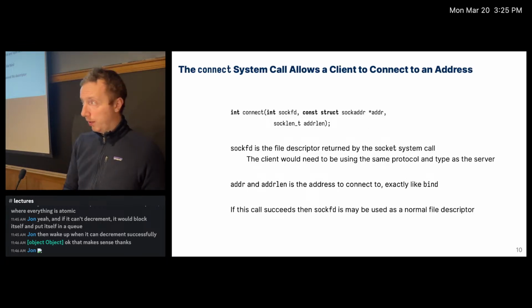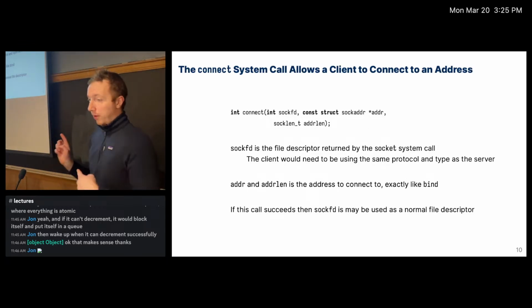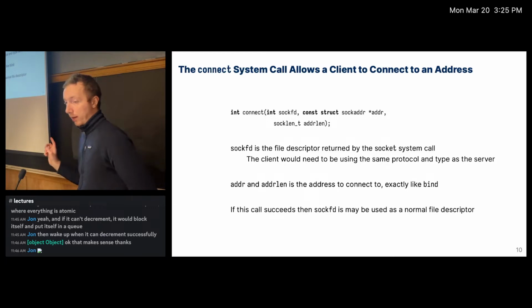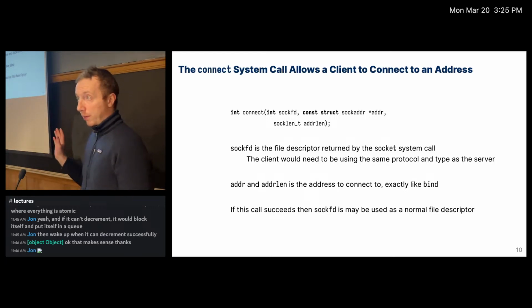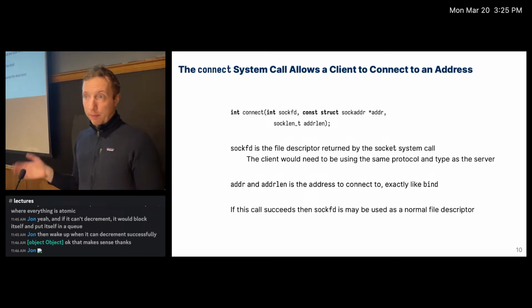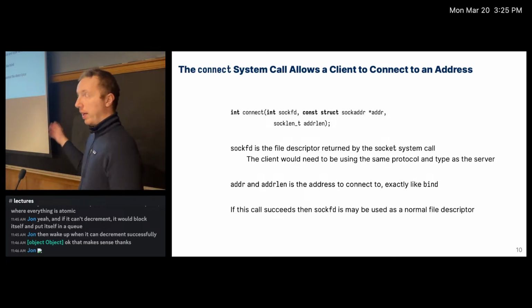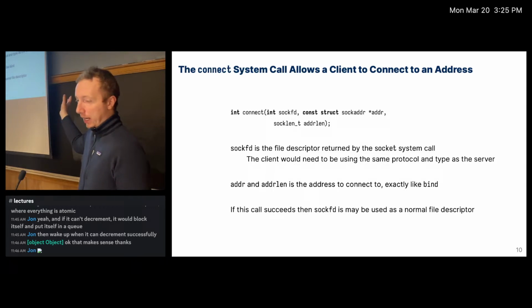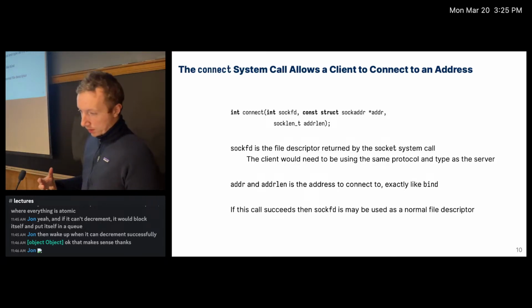Okay, the next one is for the client. So the connect system call looks an awful lot like bind, except it's on the client, and then connect will actually return you a file descriptor with that connection. So again, first argument, that socket file descriptor that's returned from socket, and then you give it the address you want to connect to, and that's the exact same thing as the bind, and they would have to match in the client and server in order to actually make a connection.